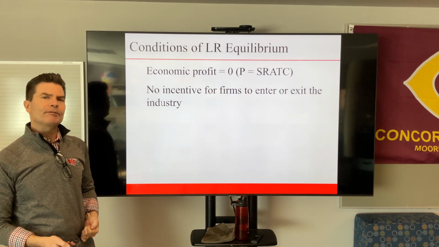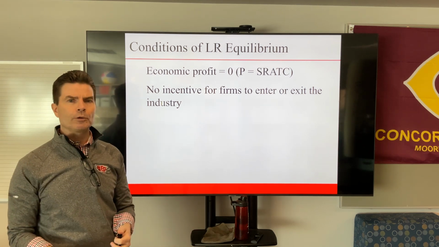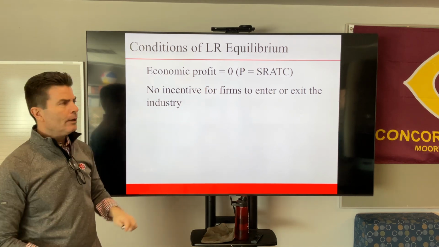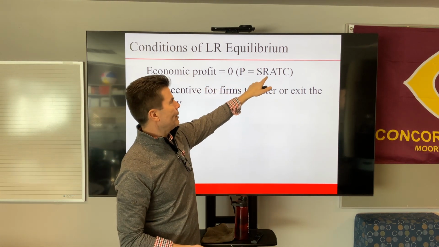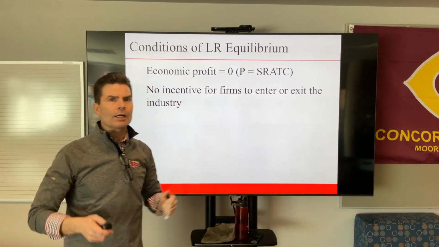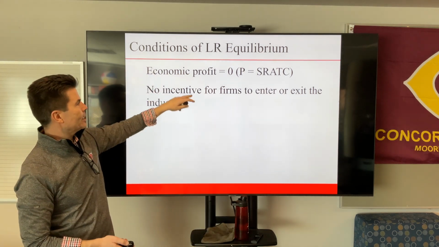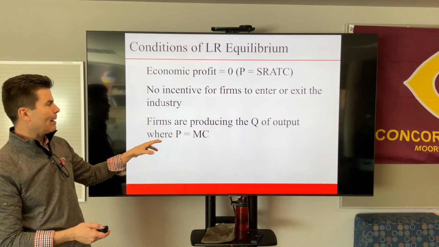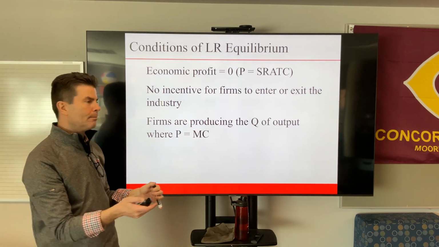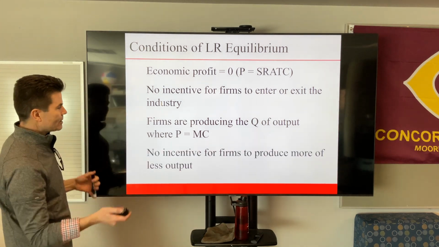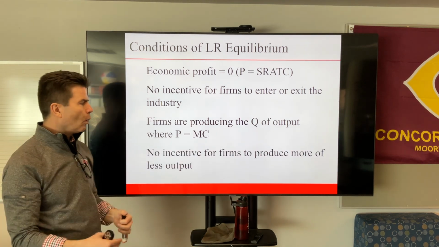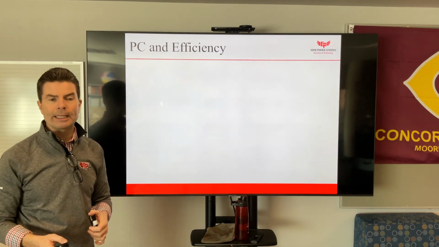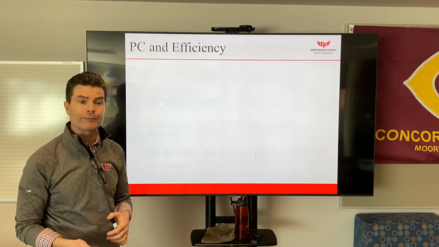So what different things have to be true to be in long run equilibrium? Well, first off, all the firms have to have zero economic profit. The price has to equal the short run average total cost curve, so just the ATC. If that's the case, no firms want to enter or exit. Firms have to produce the profit maximizing output where price equals marginal cost, right? And so if that's the case, there's no incentive to produce more or less output. All right, so that's when you have long run equilibrium. And again, you can pause this to get more of the information.